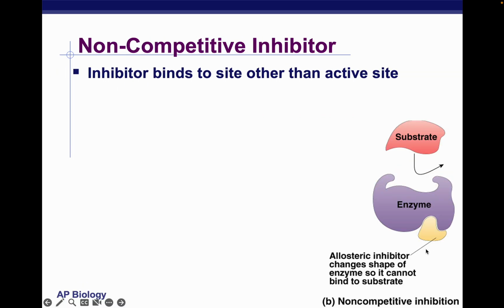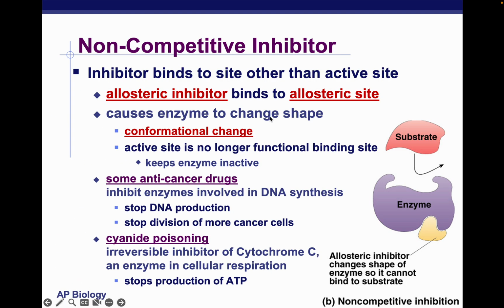Non-competitive is actually different. It'll bind to the enzyme separate from the active site, and that site is known as an allosteric site. So non-competitive inhibitors are known as allosteric inhibitors because they don't bind to the active site. But binding to the enzyme will cause it to change shape, so the substrate can't bind anymore. For example, it causes a conformational change, and the active site is no longer a functional binding site for the substrate. Mainly, anti-cancer drugs are non-competitive inhibitors, and cyanide poisoning is an irreversible inhibitor of cytochrome C.